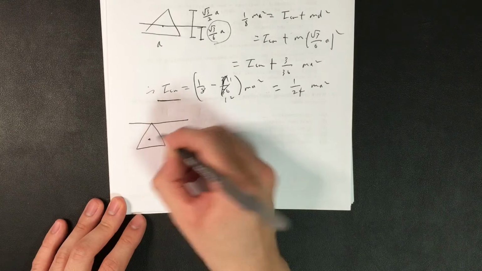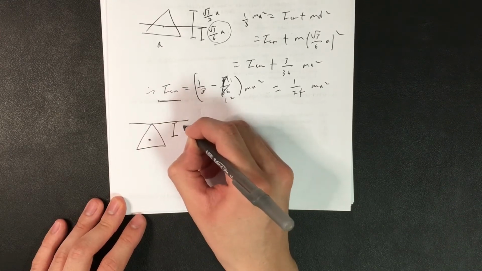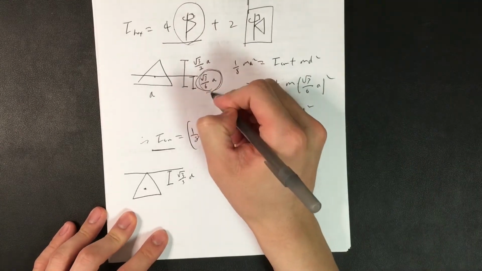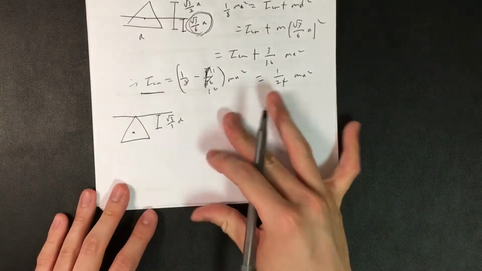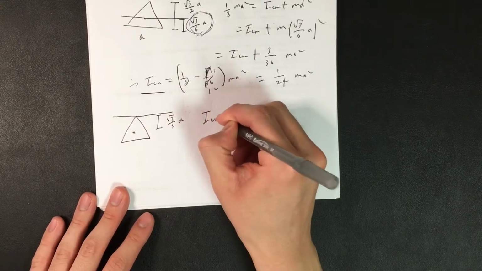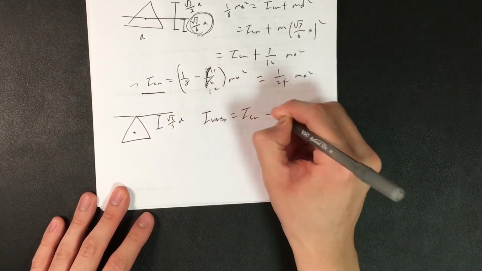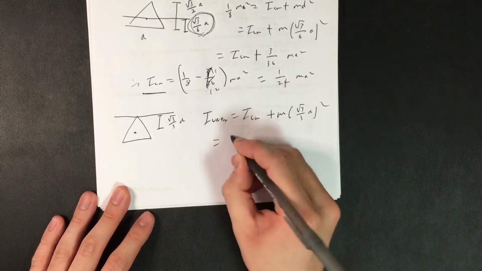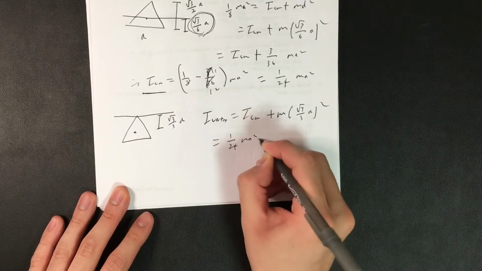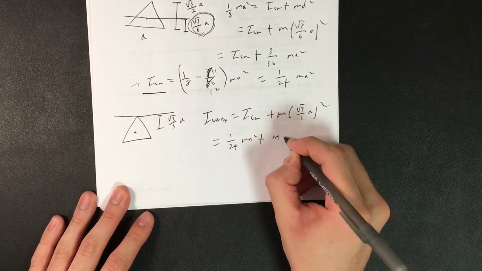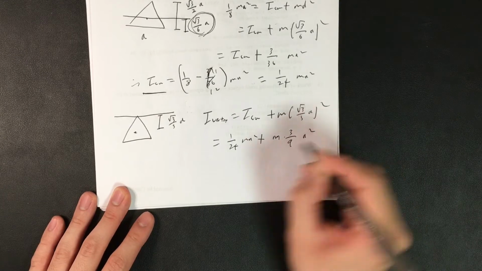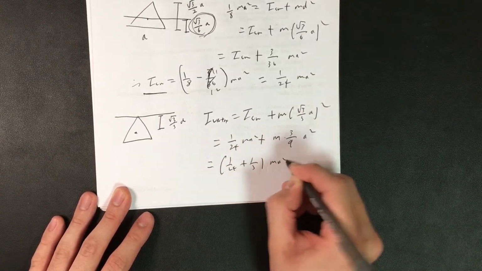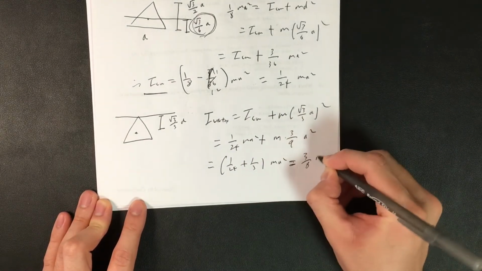In this case, the distance here is square root of 3 over 3 a, since this should be double the square root of 3 divided by 6 a. So therefore, I vertex equals I center of mass plus m times square root of 3 over 3 a squared, which is 1 over 24 ma squared plus m times 3 over 9 a squared, which is 1 over 24 plus 1/3 ma squared, which equals 3 over 8 ma squared.